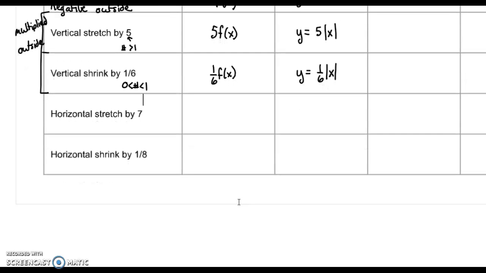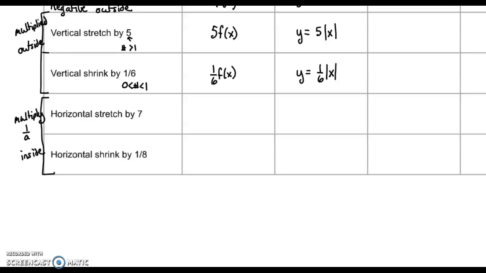Okay, horizontal are the most confusing. Horizontal stretches and shrinks are also multiplying. And I'm going to put 1 over A, and I'll explain that in just a second. And they are, whoops, not outside, they are inside. All horizontal things are inside the parentheses or inside the absolute value bars. All vertical things are outside.